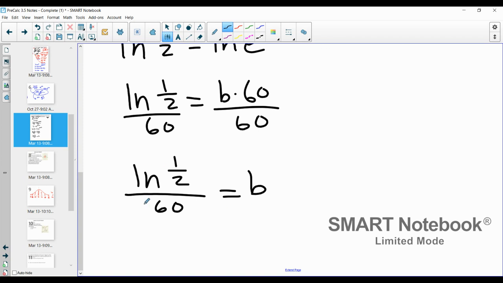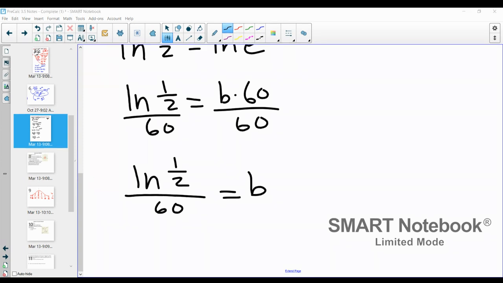So now I have a B value, and I'm going to check quick for... Sorry, not the right thing. Where am I at? There we go. No questions yet on this one.